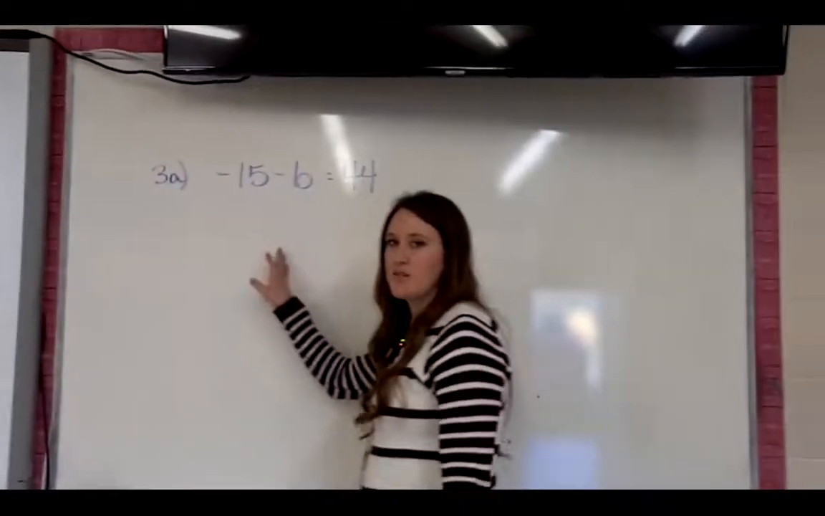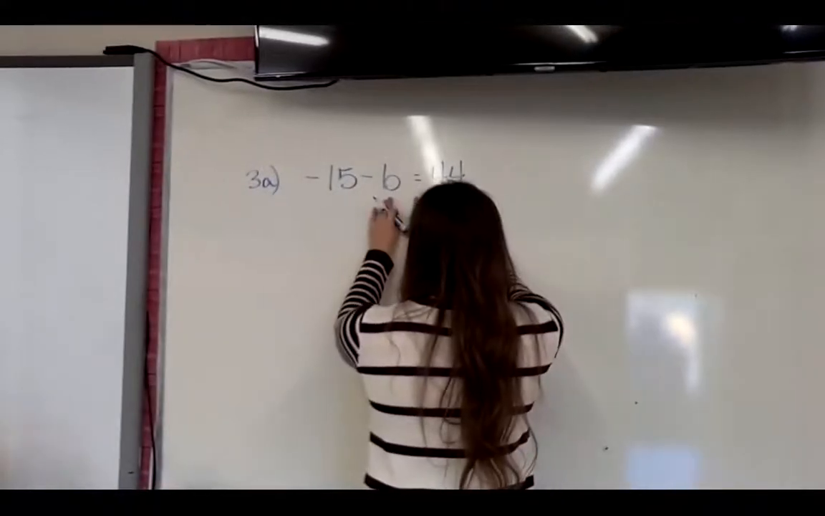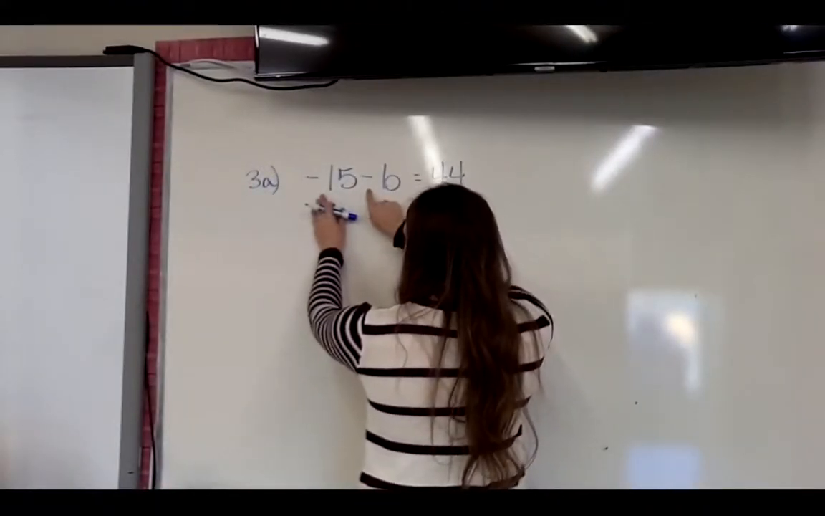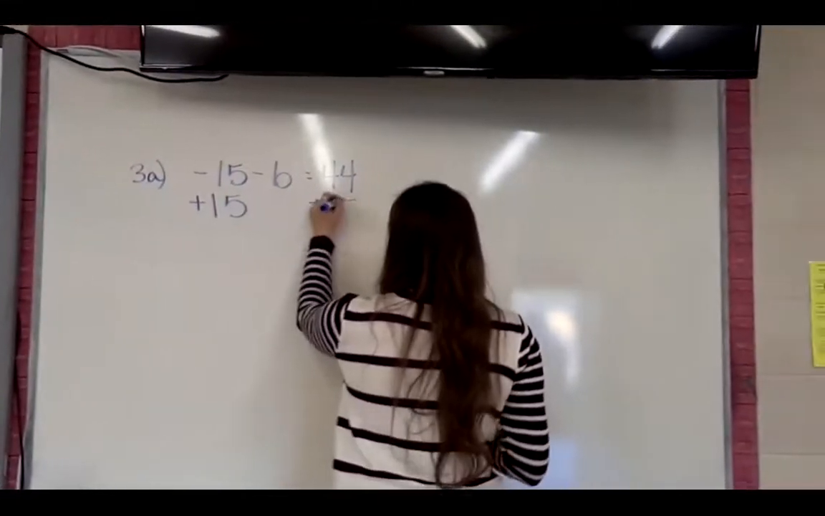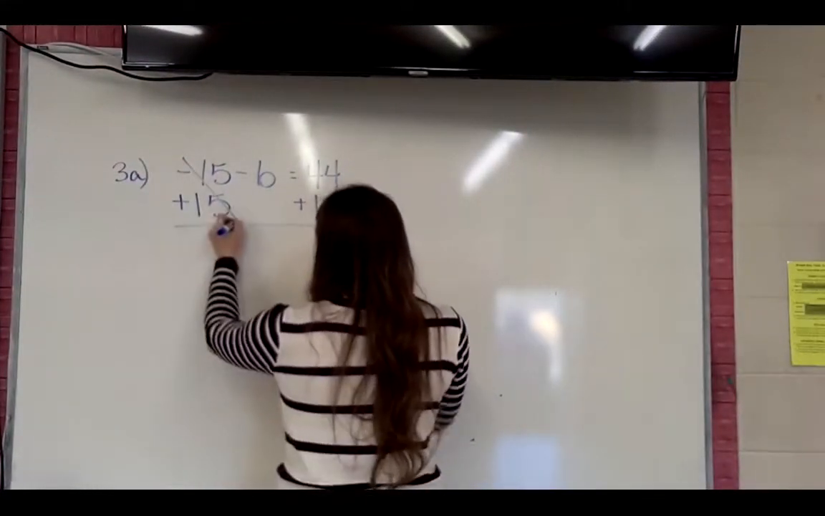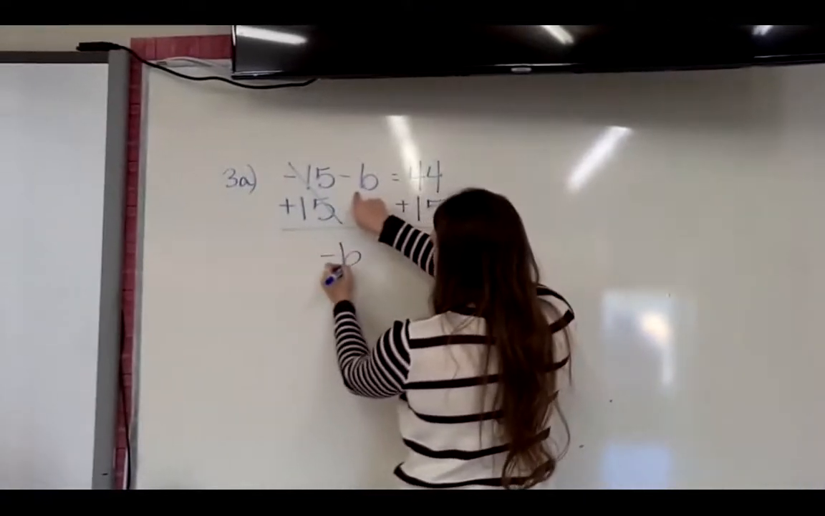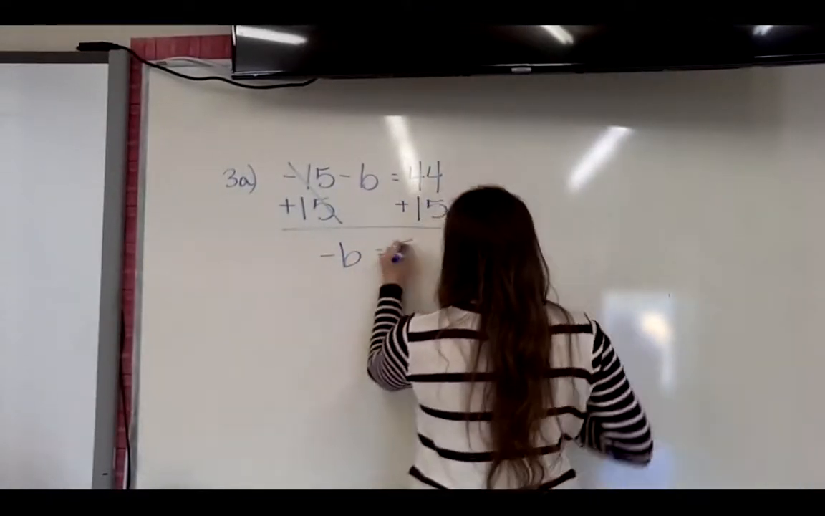On this one, we're solving for b. Here's my equal sign. Here's b, so I have to get rid of this. So we get rid of this -15 first by adding it to the other side. Hopefully this one didn't get you. That is a -b equals 59.